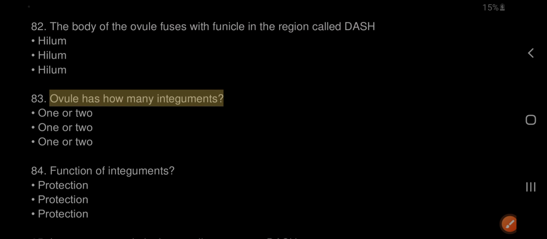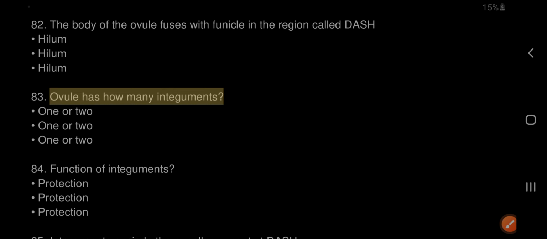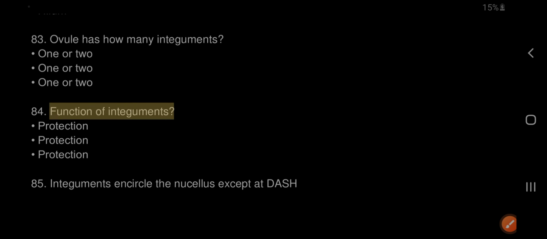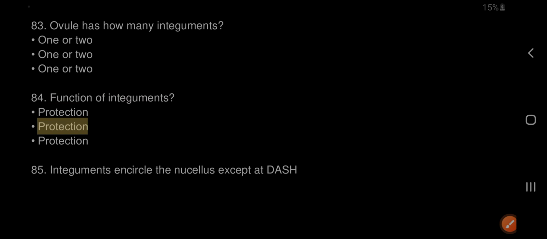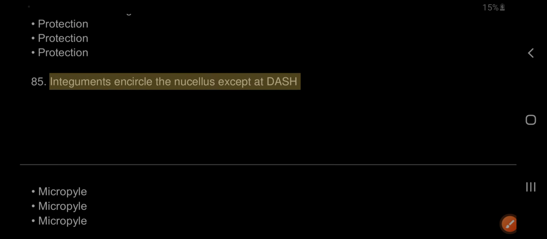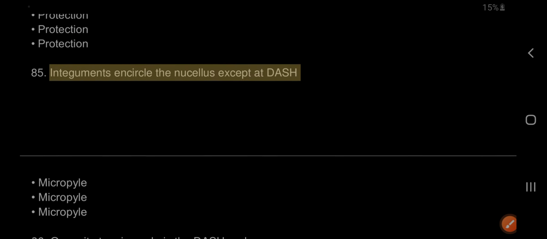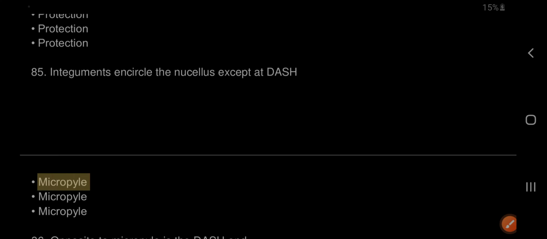1 or 2. 84. Function of integuments. Protection. 85. Integuments encircle the nucellus except at dash. Micropyle. 86. Opposite to micropyle is the dash end.